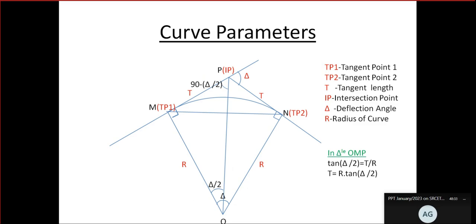Curve parameters must be known not only for layout calculation, even for the laying of curves, setting out of curves and all. You must know the notations and the parameters. Importantly, you must know what a tangent is. Suppose two lines are intersecting, or the line is taking a change of direction here. So this will be a deflection angle. One line is coming and it has to take a turn like this, or the two lines are intersecting here. This is called the deflection angle.